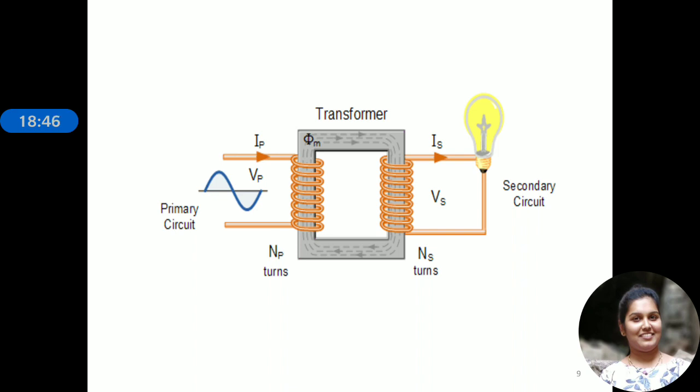Once again I repeat, when an electrical current is passed through the primary winding, a magnetic field is developed which induces a voltage into the secondary winding. So this is the action of the transformer.